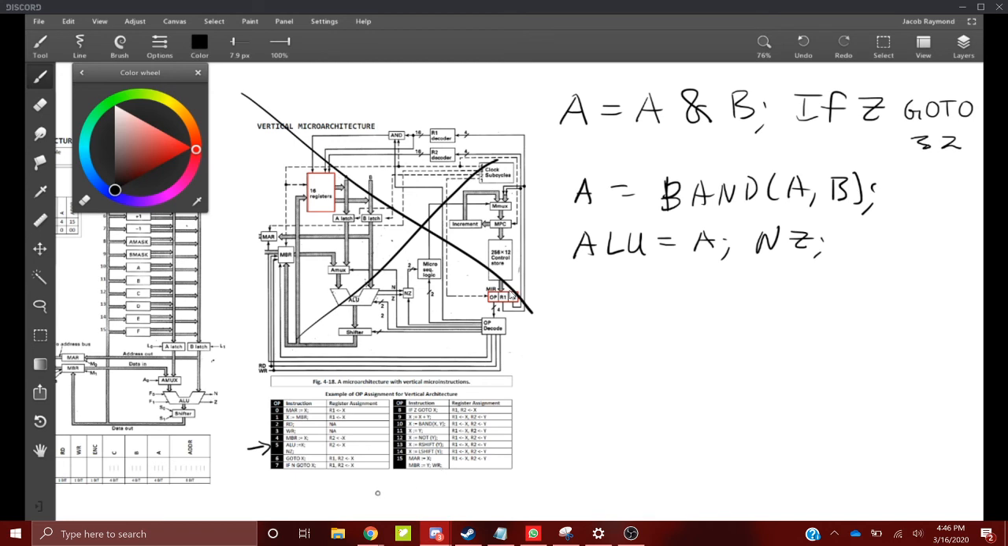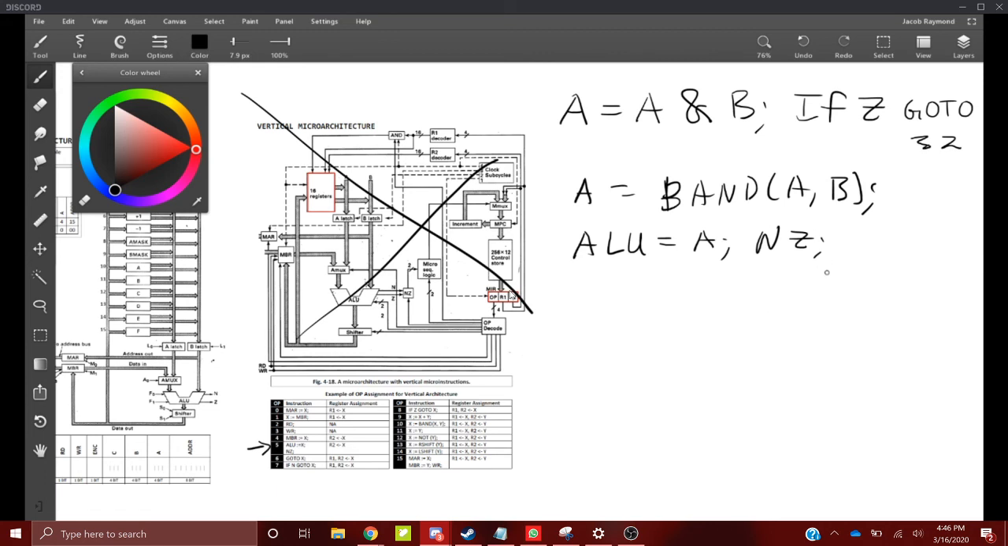With the vertical architecture, those N and Z flags don't automatically get set every cycle. In the horizontal, they do. So whenever you do an operation, the N and Z flags get set, and then you can do some sort of conditional branching, like if Z go to somewhere, with the result directly. But with a vertical, you can't. You have to do this operation 5. And that's going to be the same for VMAL. So just pay attention to that.